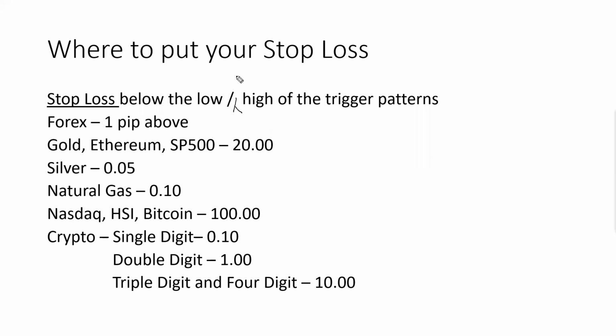Below the low or the high of the trigger patterns. So like Forex, use 1 pip. No, this is cancelled. 1 pip. If it's a stop loss, 1 pip below the low for all the buy trades, and 1 pip above the high for all the sell trades. The high of the patterns.